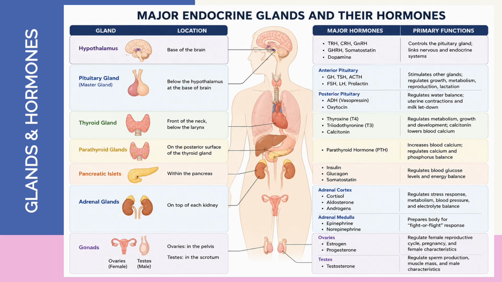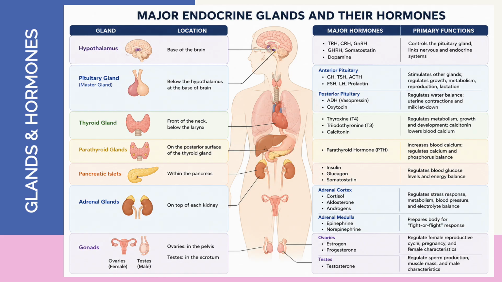Now coming to the adrenal glands. These are located on top of the kidneys. They consist of two distinct regions. The outer adrenal cortex produces cortisol, aldosterone, and androgens. These hormones regulate metabolism, stress responses, blood pressure, and electrolyte balance. The inner adrenal medulla produces epinephrine and norepinephrine, commonly known as the fight or flight hormones, which prepare the body to respond to stress.